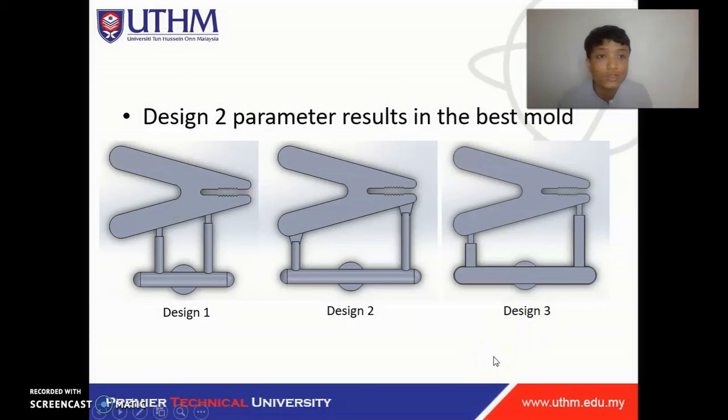In design 2, we use a full round runner. For design 3, we use a trapezoidal runner. For the type of gate, in design 1, we use an H gate. In design 2, we use a fan gate, as shown in the picture. And for design 3, we use an H gate. We also found out that the fan gate produced the best result for the cycle time. So design 2 has the best mold in our project.